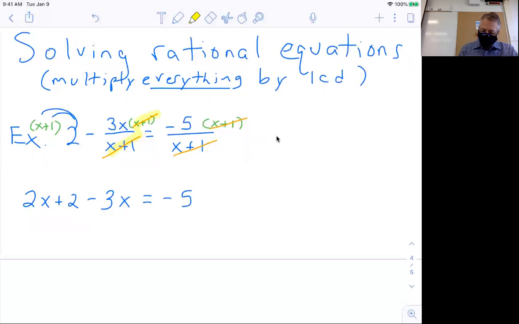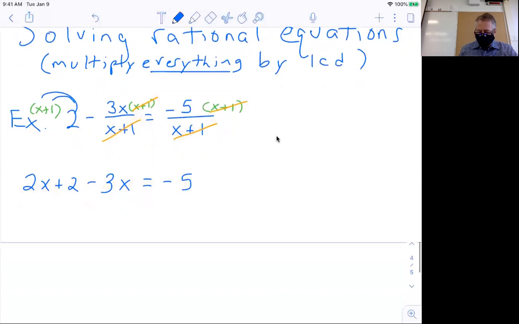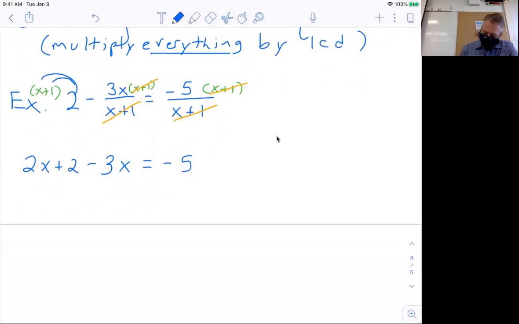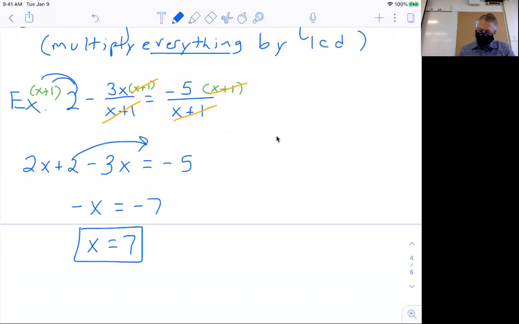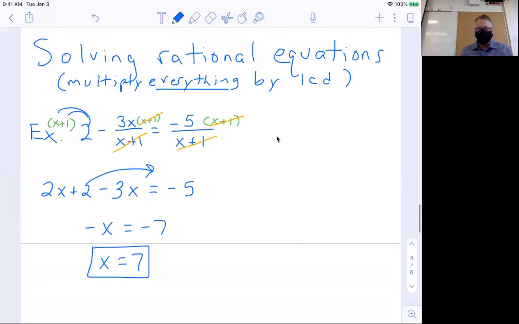And when you do that, all the denominators should cancel out so that in your next line, you do not have any more fractions. So if you still have fractions, you're doing it wrong. We should not have any fractions in that next line. And now it's just combining like terms. So we get negative x, and I'll move the 2 over. So negative x is negative 7. And x comes out to be 7.